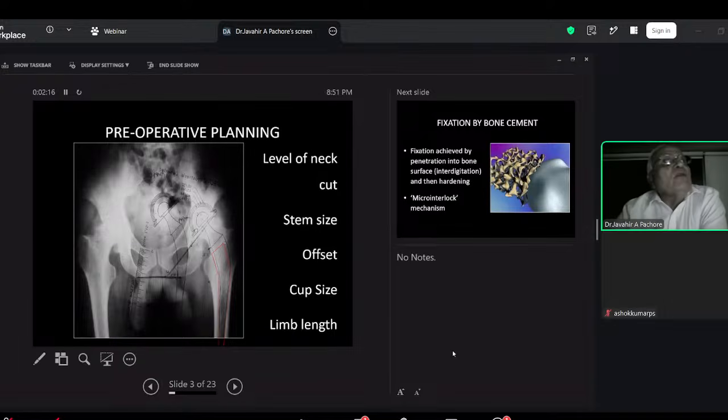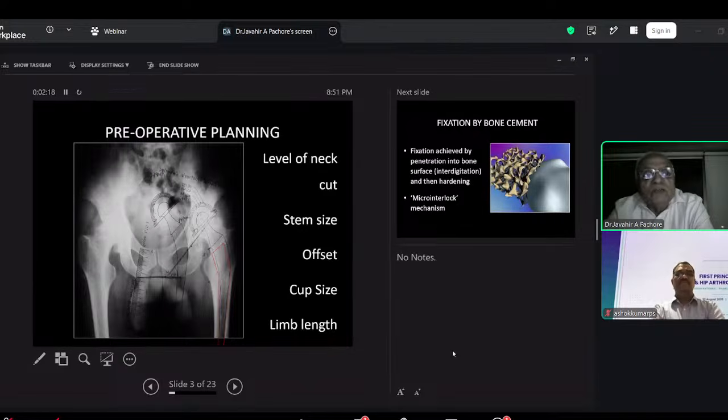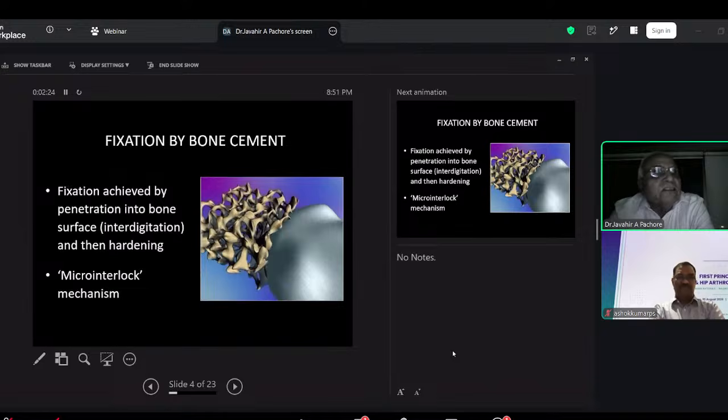It gives an idea what the stem size is and what the offset, cup size and limb length are, which was just discussed by the previous surgeons.